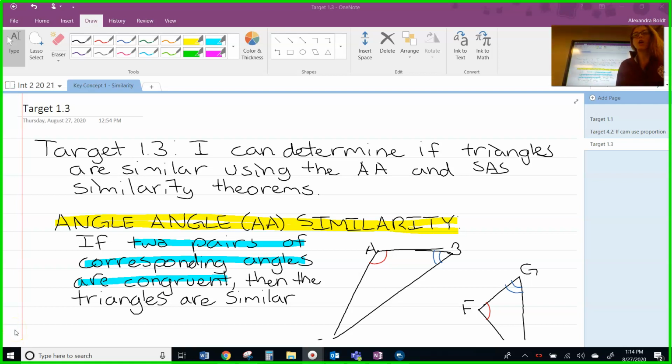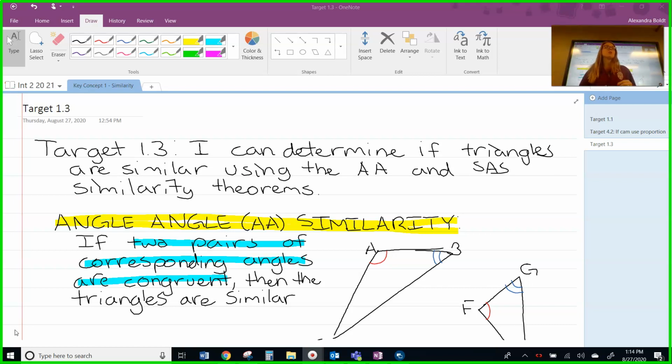All right, guys, we're now looking at our target 1.3. Our mastery learning objective is I can determine if triangles are similar using the angle-angle and side-angle-side similarity theorems. Okay, so those are the two we're going to look at. And really what these are is they're shortcuts.